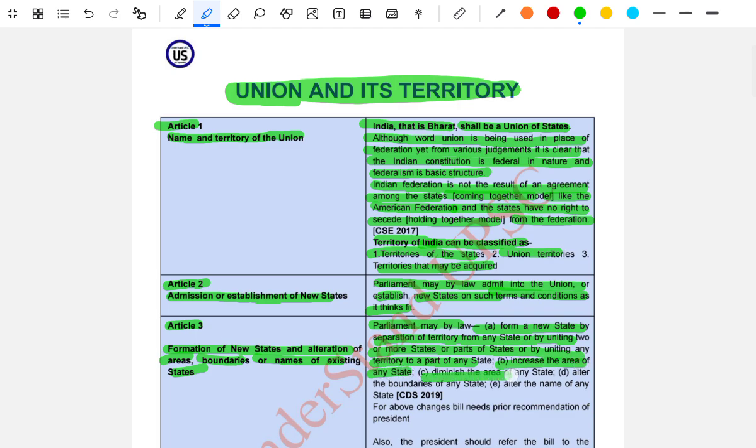B. Increase the area of any state. C. Diminish the area of any state. D. Alter the boundary of any state. E. Alter the name of any state. For the above changes, the bill needs the prior recommendation of the President.